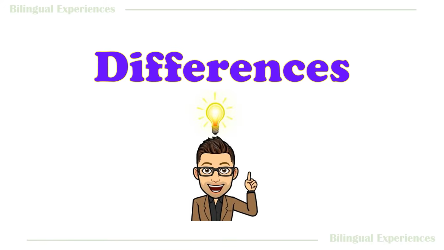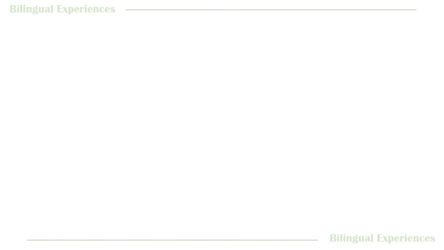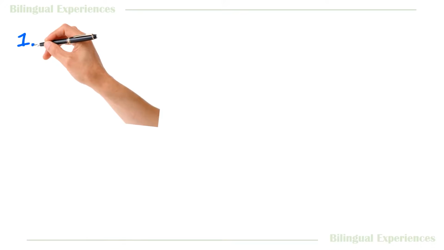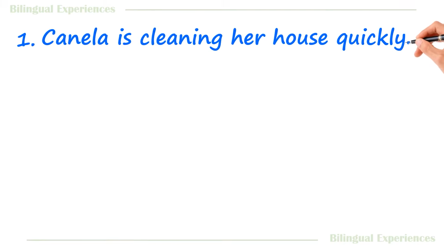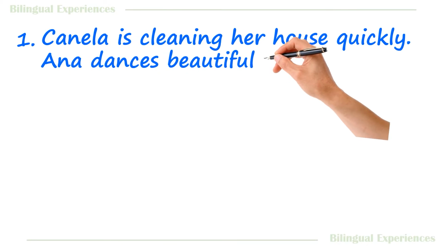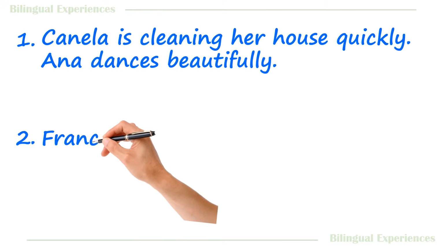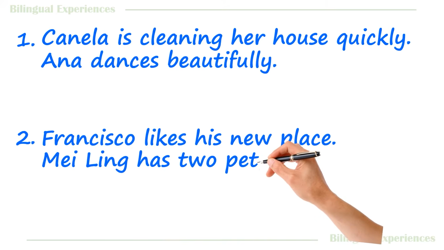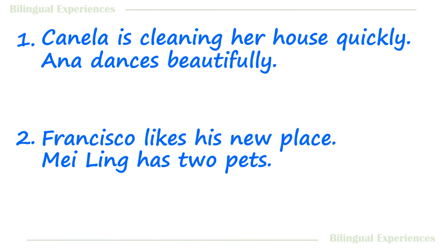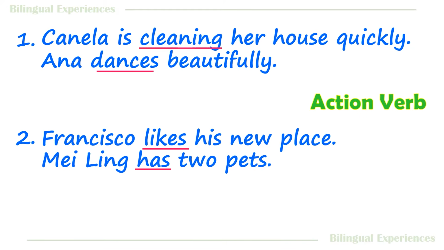Let's now talk about the first difference between these two kinds of verbs. For that, let's take a look at some examples. Number 1. Canela is cleaning her house quickly. Anna dances beautifully. Number 2. Francisco likes his new place. Mei-Ling has 2 pets. Notice that in the first part we have the verbs clean and dance. So we're talking about action verbs, while in the second part we have the verbs like and have. So they are non-action verbs.